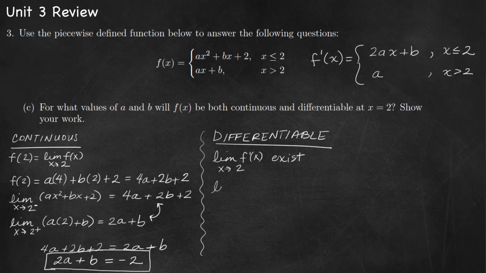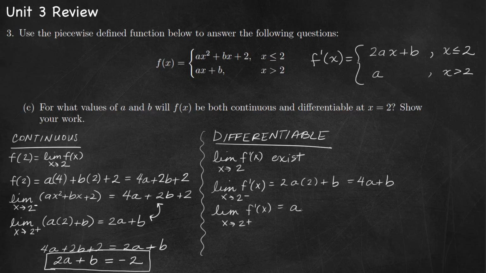So to find our limit as we approach 2 from the left-hand side, I'm going to use the top piece of my piecewise function. I'm going to substitute 2 in for the x. I'm going to get 2 times a times 2 plus b, or 4a plus b. When I take the limit of f prime of x as I approach 2 from the right-hand side, now I'm using the bottom piece, and the equation there is just a. We don't have an x, so that limit is just a.